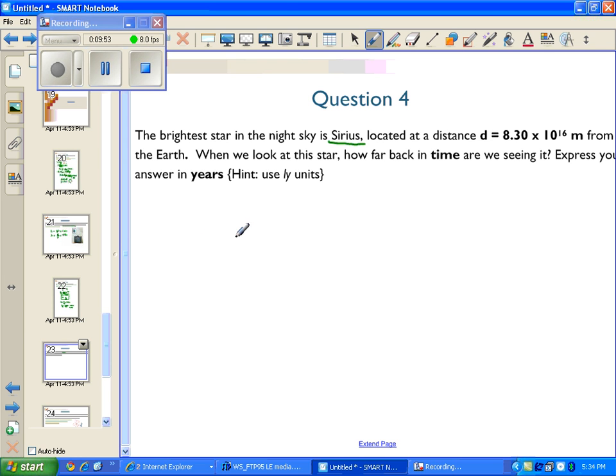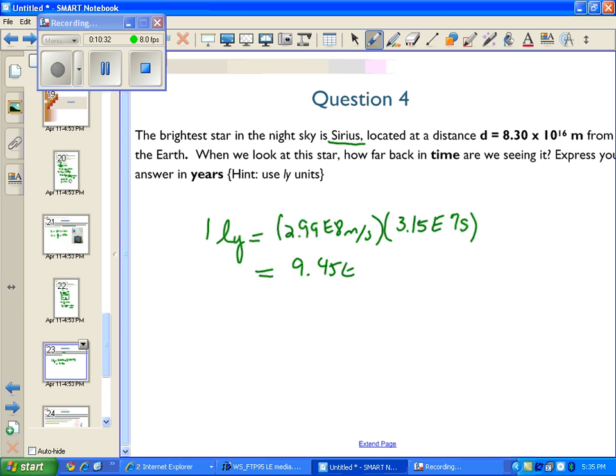Well, the way we want to approach this is that we're told the distance is 8.3 e to the 16 meters. We know from our lecture that 1 light year is given by the speed of light, the speed at which the light travels, times the amount of seconds in 1 year. And what we find out then is that the distance that light travels in a year is 9.45 e to the 15 meters.